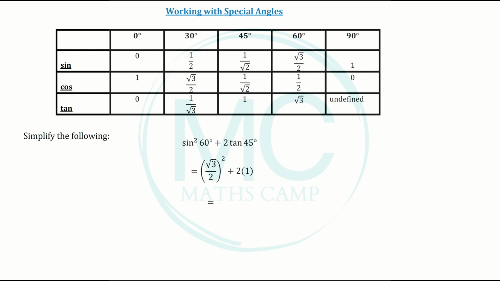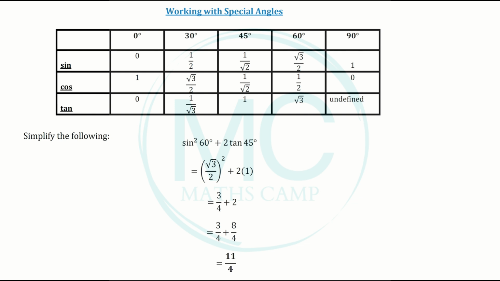Now we can square our fraction. Root 3 squared leaves us with 3 over 2 squared, which is 4, plus 2 multiplied by 1, which is 2. Now we need to add 3 over 4 and 2. So let's turn 2 into a fraction over 4. So we have 3 over 4 plus, to make 2 a fraction over 4, we need to multiply by 4. So we get 8 over 4. Now we have 3 plus 8, which is 11, over the denominator of 4.